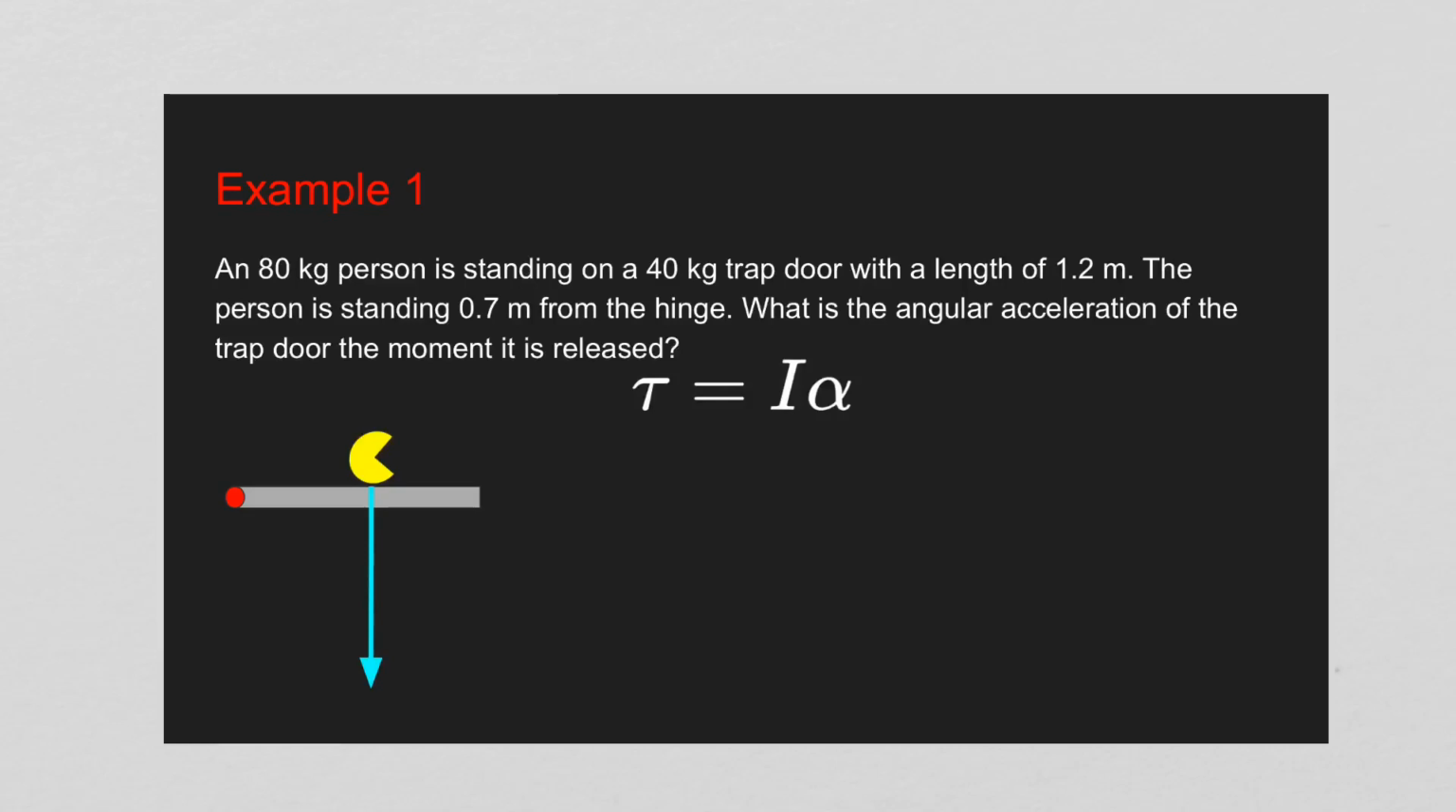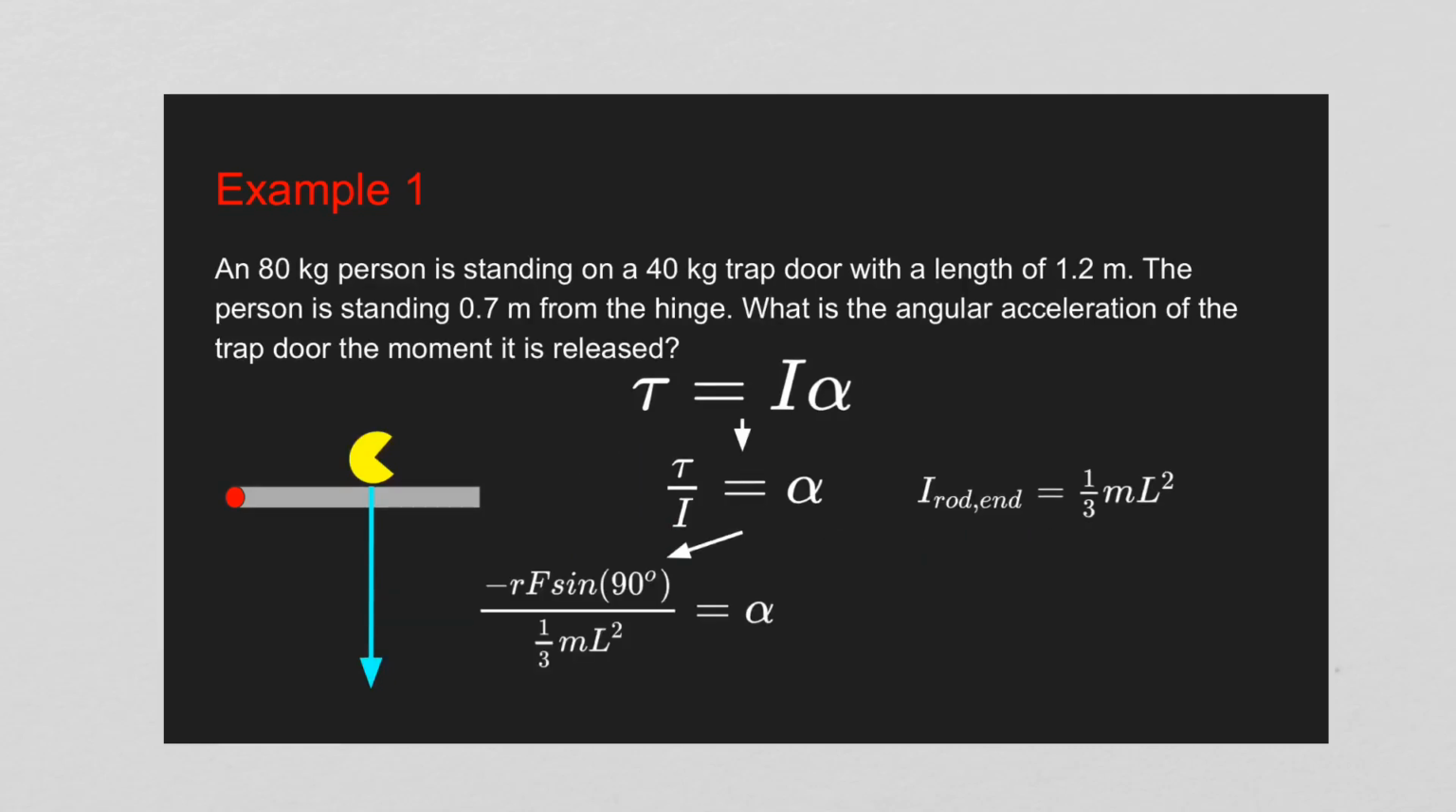So first we're going to look at the torque caused. So we want to find angular acceleration. We know that that is torque over the moment of inertia of whatever is going to angularly accelerate. In this case, that rod, which for a rod about the end is 1/3 ml squared. So the torque is r F sine theta, where the torque right here is caused by the force of gravity, the weight of that person standing on the trapdoor. And this would be your r. In this case, it would be 0.7 meters.